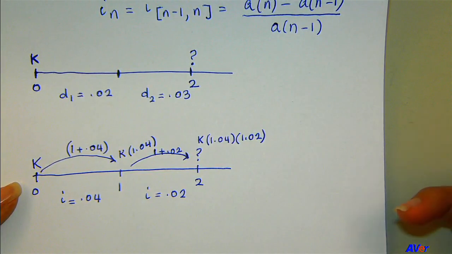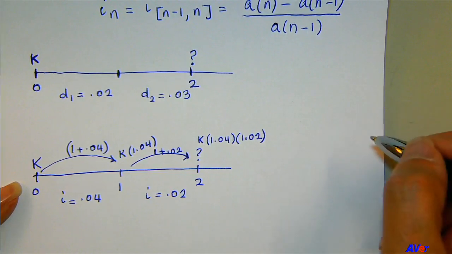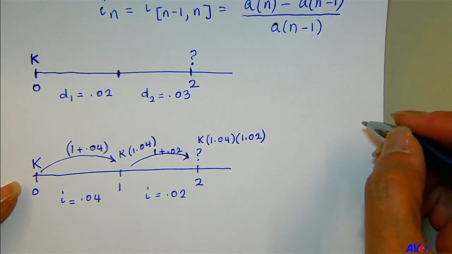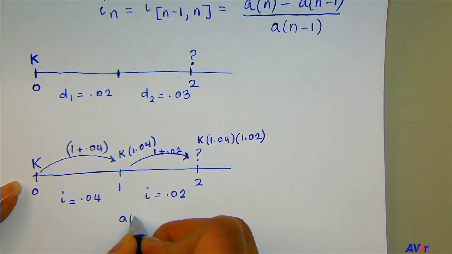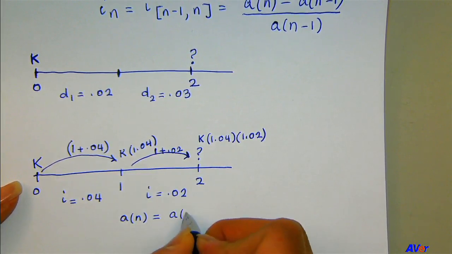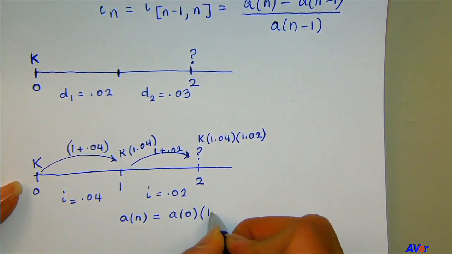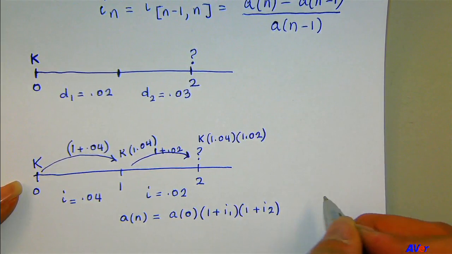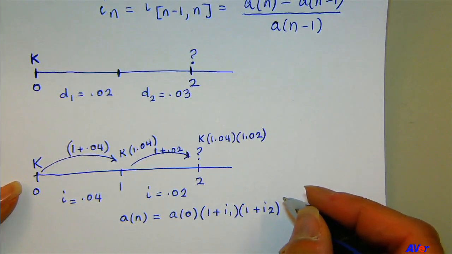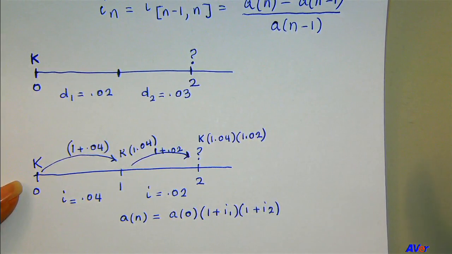Why can I do that? The answer is we do that because we created last time a recursive formula, right? What was that recursive formula? It said that A of n is equal to A of 0 times 1 plus I1 times 1 plus I2 all the way to 1 plus in, but I don't have a 1 plus in because I stop at 1 plus I2. I'm only talking about 2 years. Now can we do the same thing in terms of discount rate? First tell me the recursive formula.